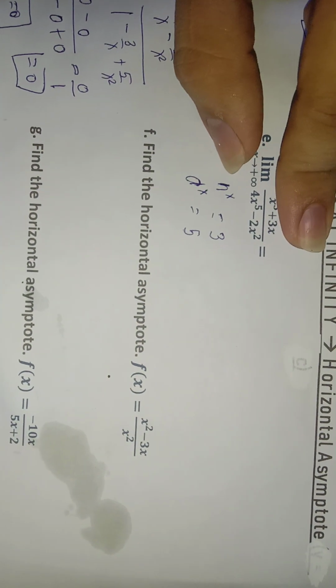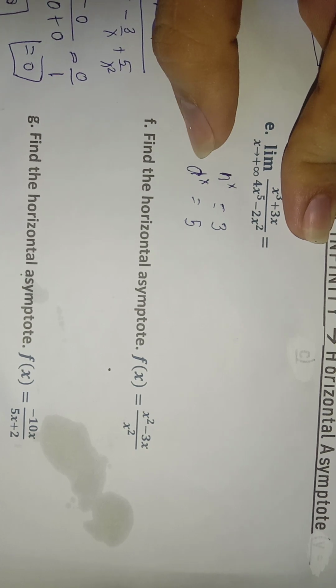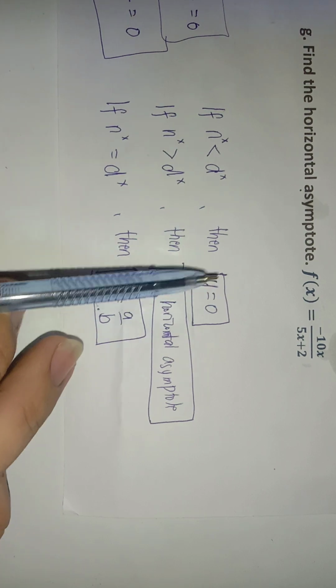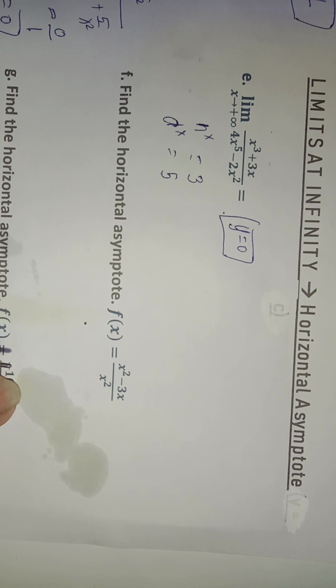So yung degree ba ng numerator mas mataas or mas mababa sa degree ng denominator? Mas mababa siya. So that concludes your horizontal asymptote is y is equal to 0. Okay? So paano to? So sabi dito, horizontal asymptote is y is equal to 0. The question is, paano natin kukunin?